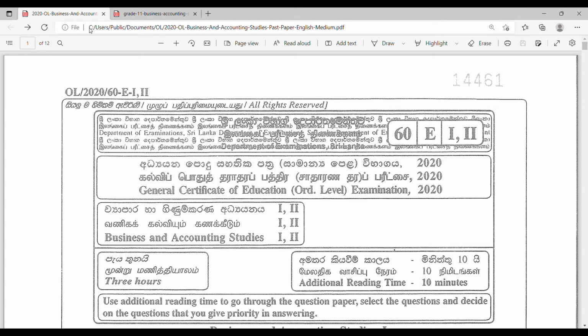Hi, we are looking at the G.C.E. Ordinary Level Examination 2020 past paper for Business and Accounting Studies, Part 1. We last looked at question numbers 21 to 30 and today we'll continue with question numbers 31 to 40.